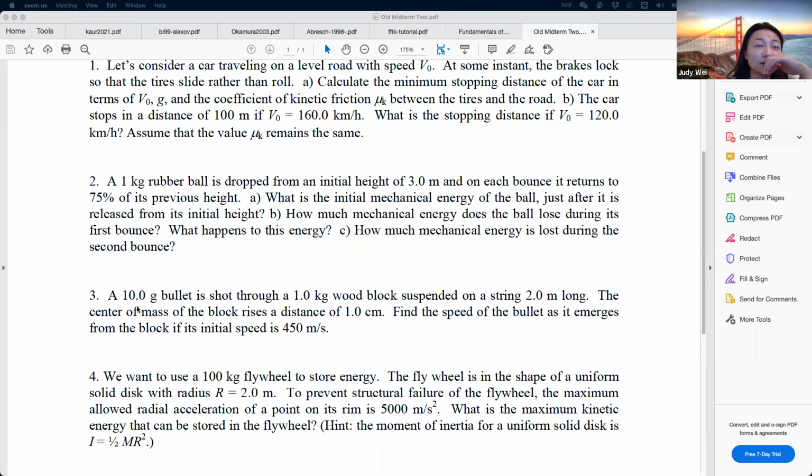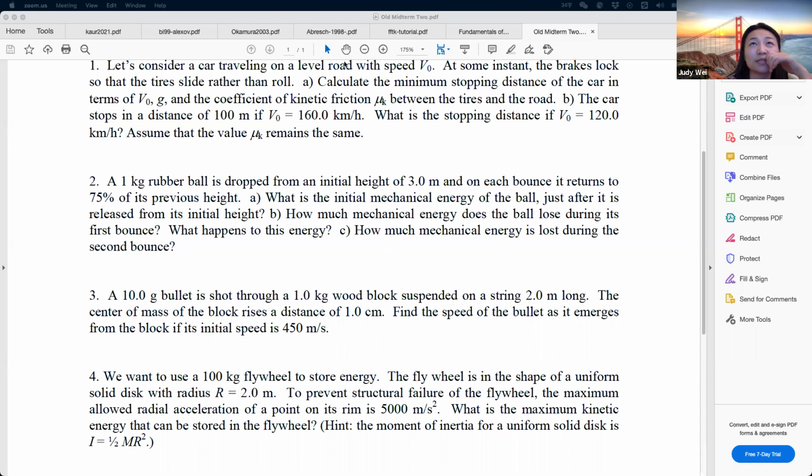A 10-gram bullet is shooting through a 1-kilogram wood block suspended on a string 2 meters long. The center of mass of the block rises a distance of 1 centimeter. Find the speed of the bullet as it emerges from the block. Its initial speed is 450.